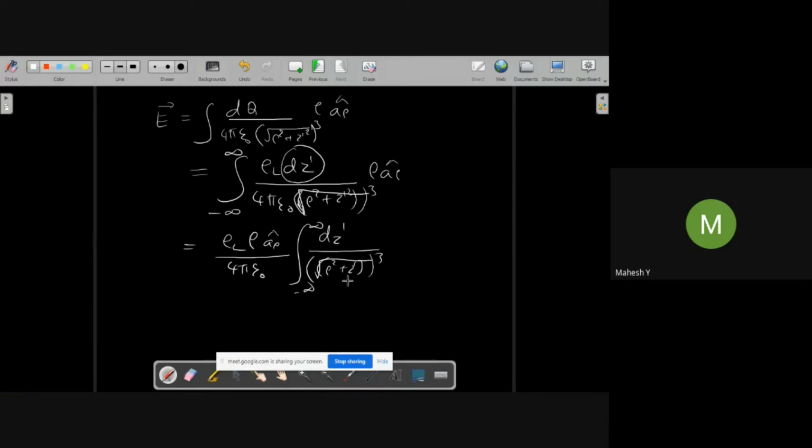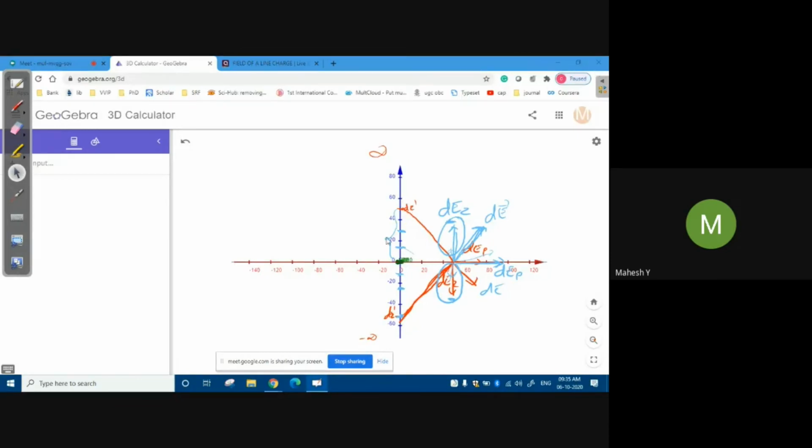We need to know the integration tables, how the integral of 1 by x square plus y square, the square root of it, and its cube is there. So this is a difficult task to integrate. So we'll see another method, how by substituting we can calculate the integral. Okay. Now we are coming back here.